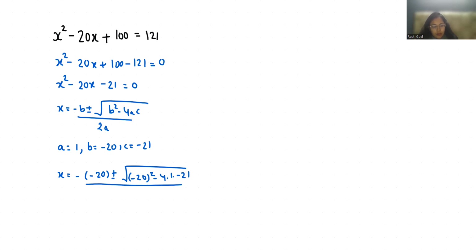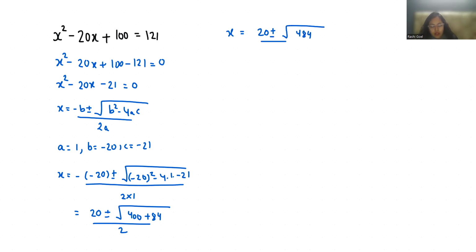So 20 plus minus under root 400. 4 times 21 is 84, and minus minus is plus 84, by 2. x is equal to 20 plus minus under root 484 by 2. 484 is the square of 22. So 20 plus minus 22 by 2.